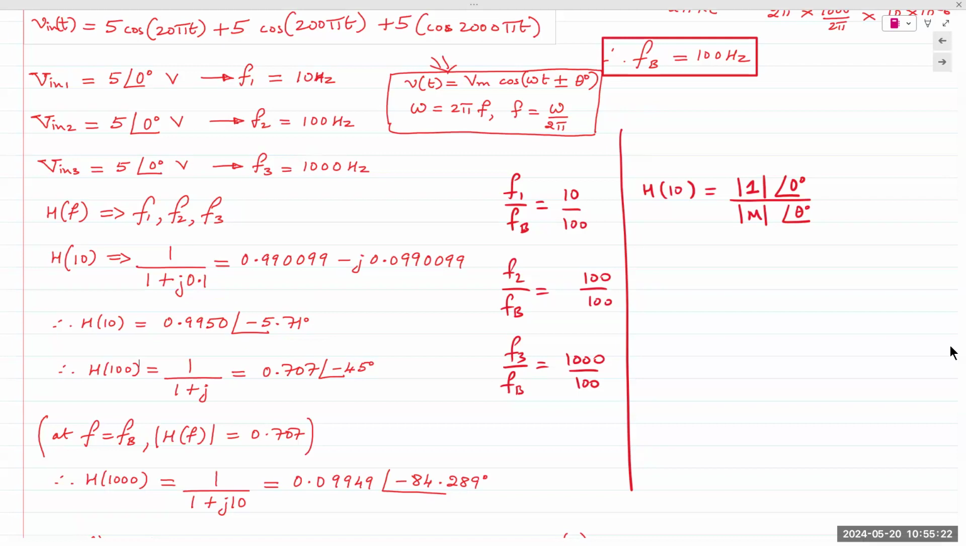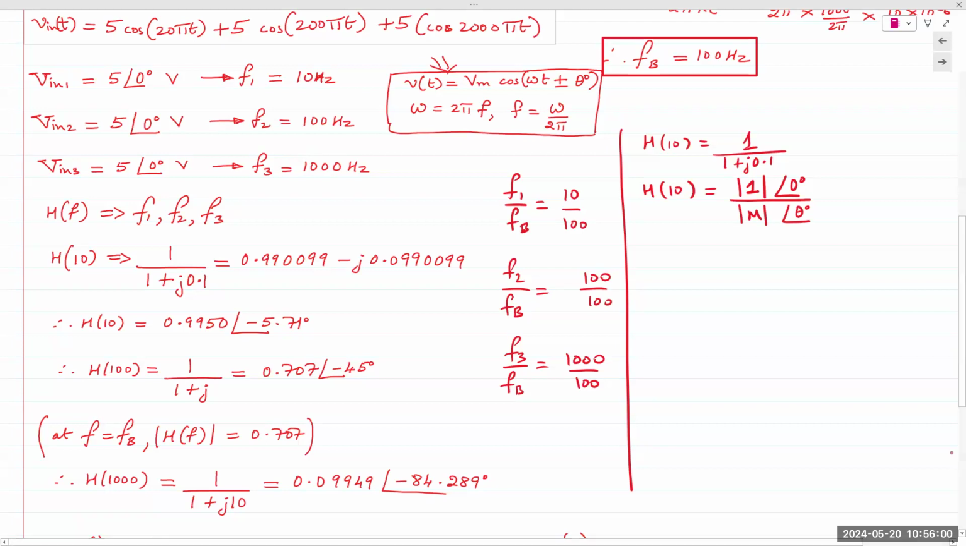Yes. Just magnitude of, so this would be H of 10, 1 over 1 plus j 0.1. And so it's the magnitude of 1 plus j 0.1, and then the phase angle of 1 plus j 0.1. Again, this is only if you're doing it manually. If you have a programmable calculator, you can program that entire equation all at once, and it will give you the answer directly.